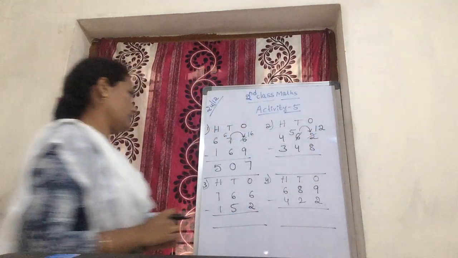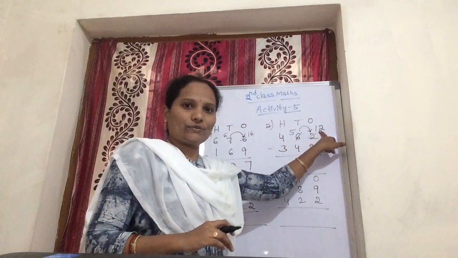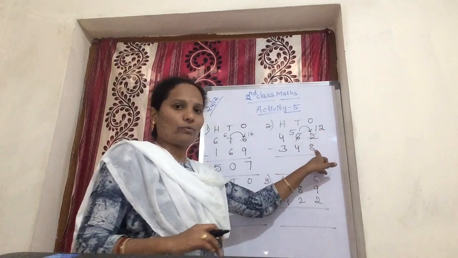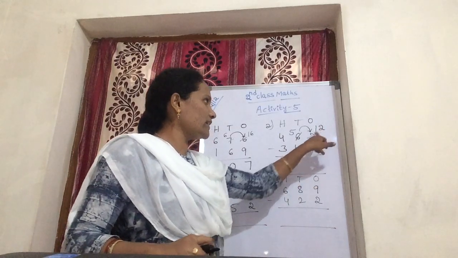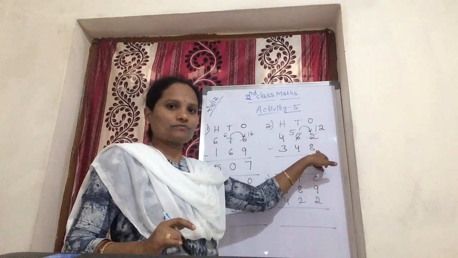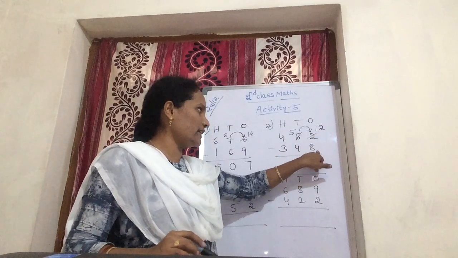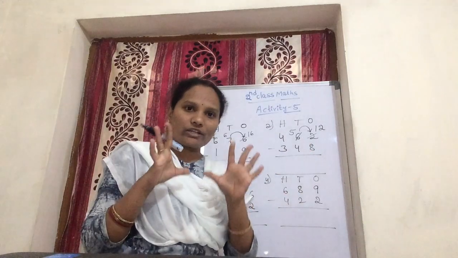You get 12. So what is your number? 12. You are doing subtraction now. 12 is the big number compared to 8. So 12 minus 8, you are taking 12 lines.